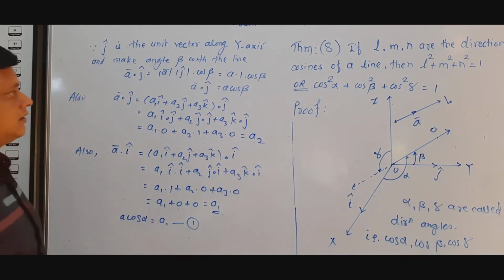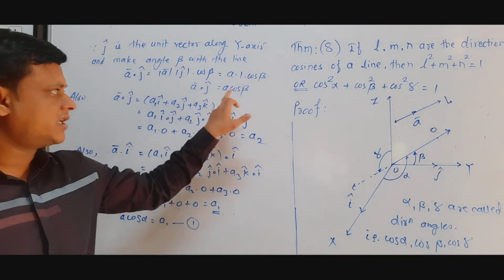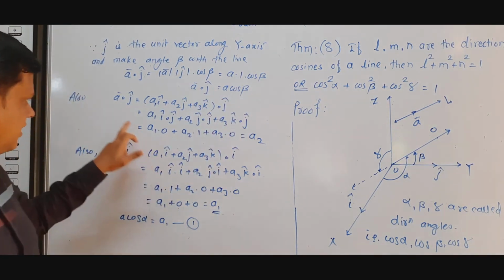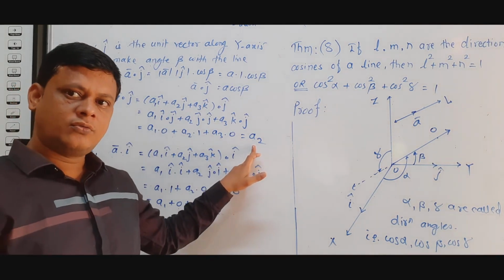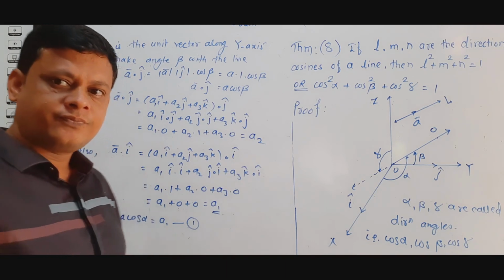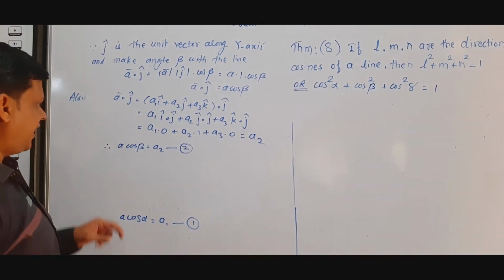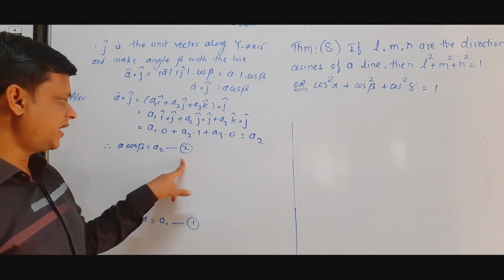So again, A bar dot J cap is A cos beta and A bar dot J cap is A2. So from this we can say that A cos beta equals A2. So we write here A cos beta equals A2. Denote that as equation number 2.